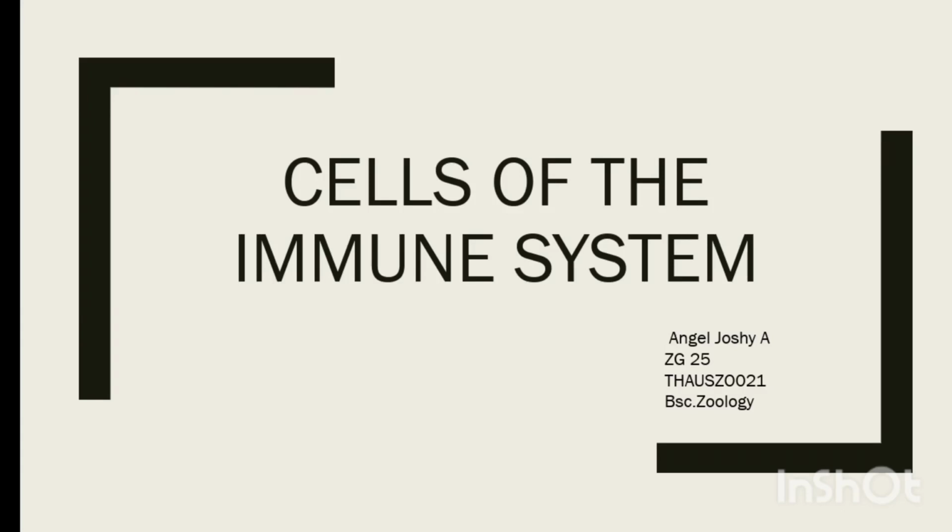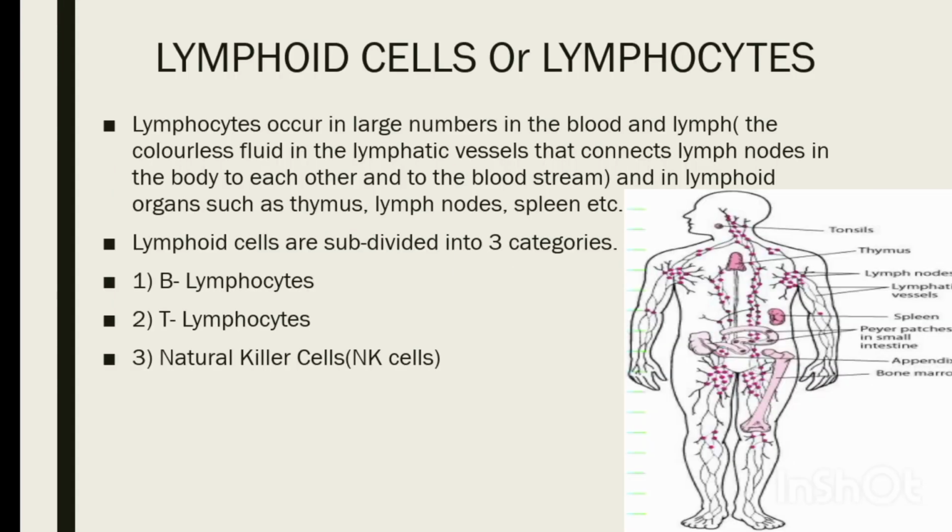Today, I'm going to discuss the topic cells of the immune system. Lymphocytes or lymphoid cells. Lymphocytes occur in large numbers in the blood and lymph. As we all know, lymph is the colorless fluid in the lymphatic vessels that connects lymph nodes in the body to each other and to the bloodstream.